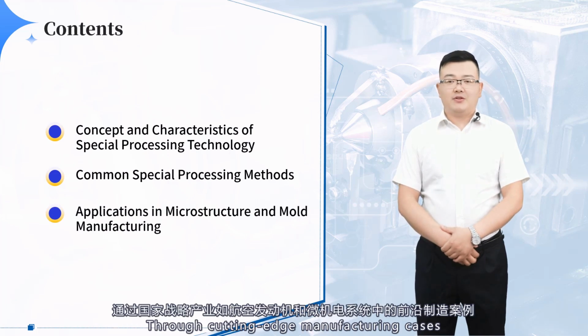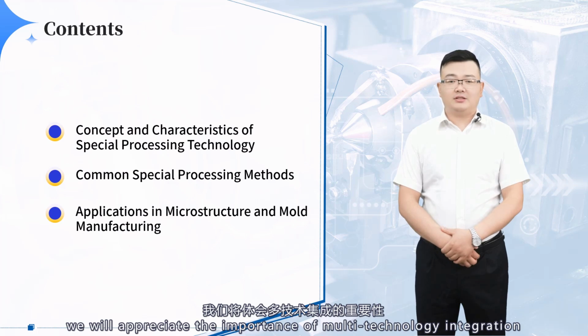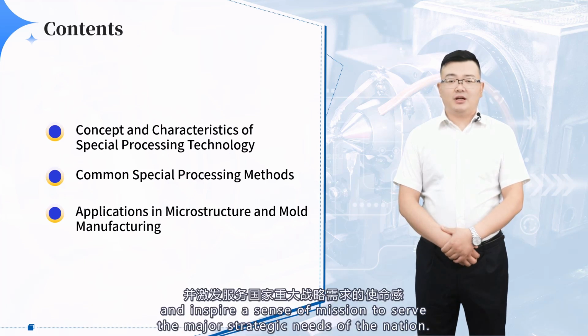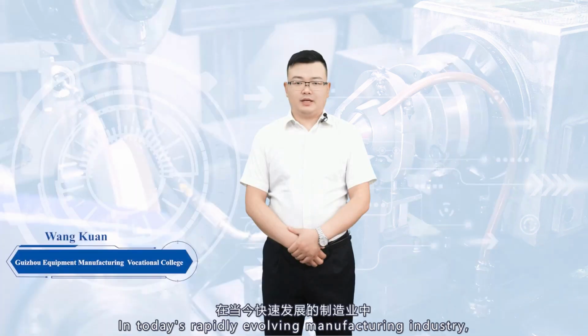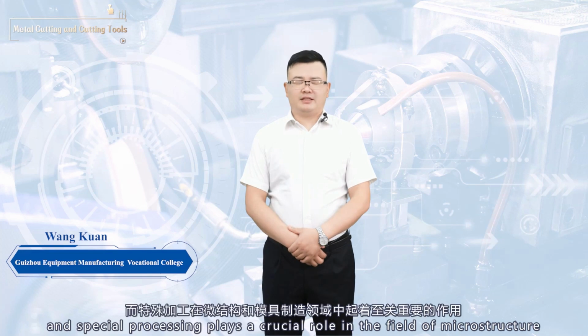Through cutting-edge manufacturing cases in national strategic industries such as aerospace engines and micro-electromechanical systems, we will appreciate the importance of multi-technology integration and inspire a sense of mission to serve the major strategic needs of the nation. In today's rapidly evolving manufacturing industry, composite processing technology is becoming increasingly important, and special processing plays a crucial role in the field of microstructure and mold manufacturing.